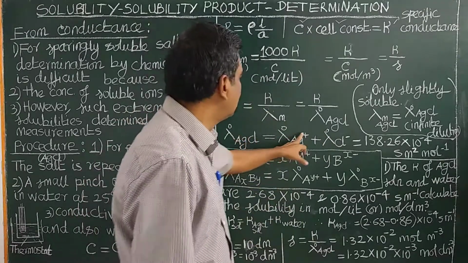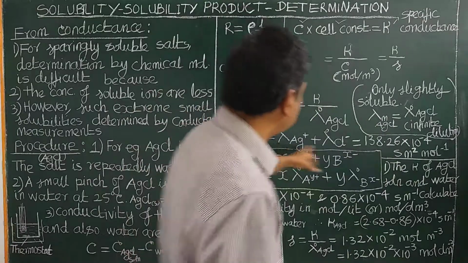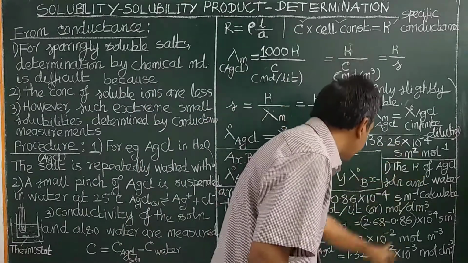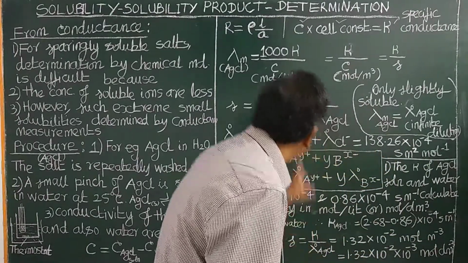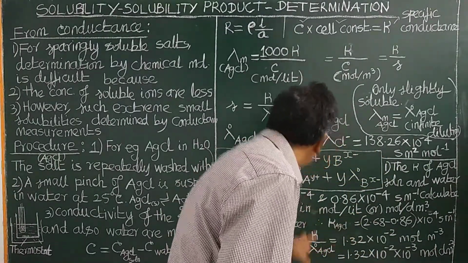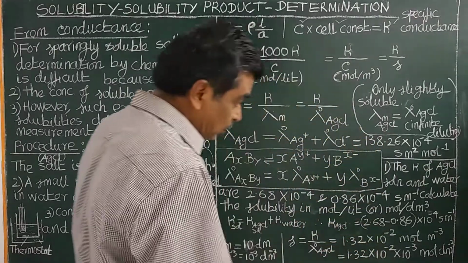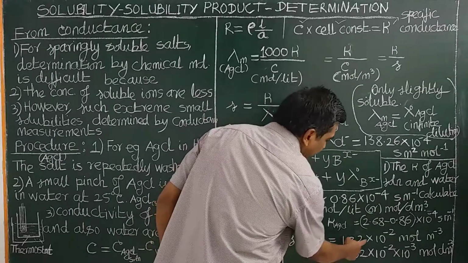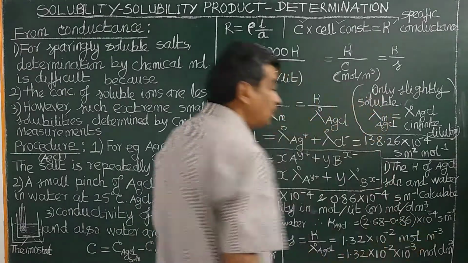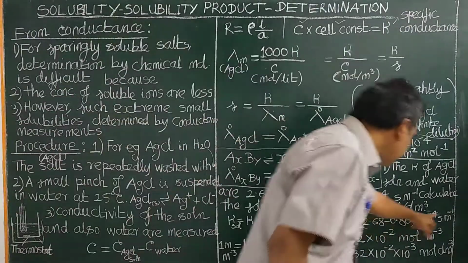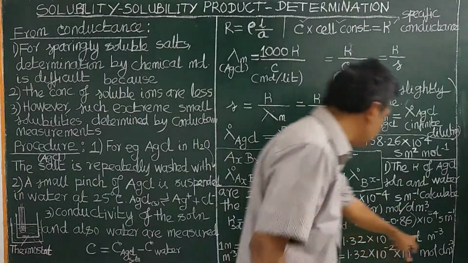Lambda naught AgCl is calculated from Kohlrausch's law. It is given in this formula in meter square, therefore this is also in meter. So you put this and lambda naught AgCl, and you will get the value on cancelling the units. Solubility equals 1.32 into 10 power minus 2 mole per meter cube. See, this is mole per meter cube, on cancelling the units.